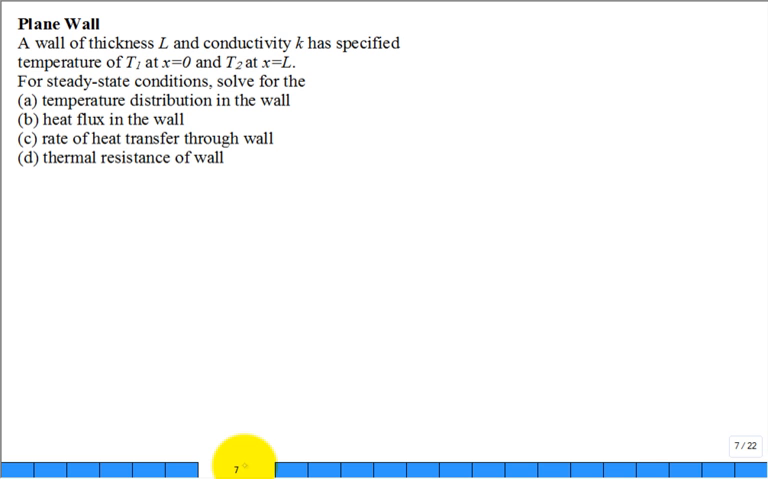We have a wall of thickness L. So we'll go ahead and introduce, we've done this before, coordinate system starting at x equal to 0 and going to x equal to L. And there's our wall. It has a thermal conductivity k. And it's a specified temperature T1 at x equal to 0 and T2 at x equal to L.